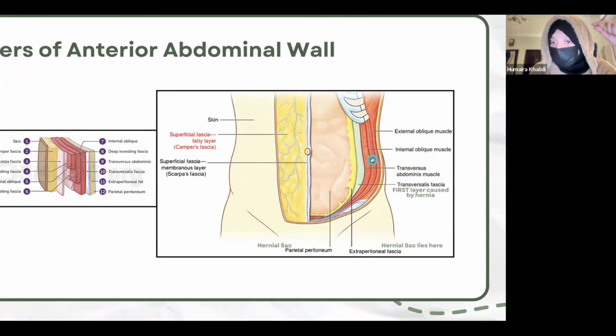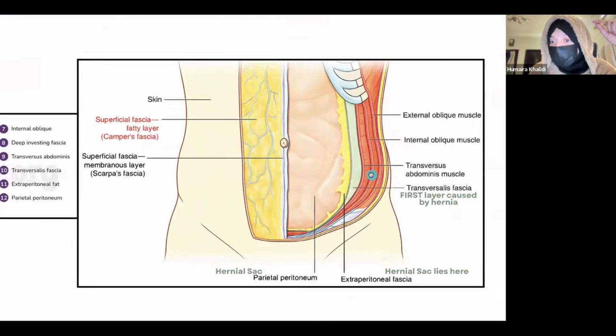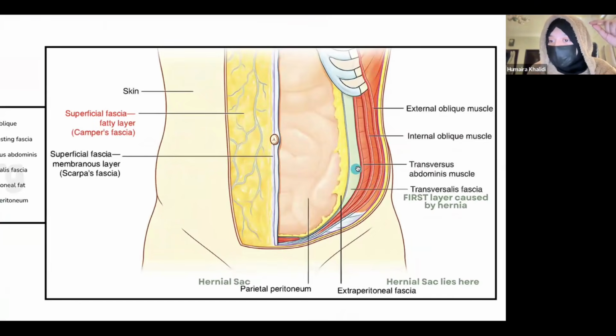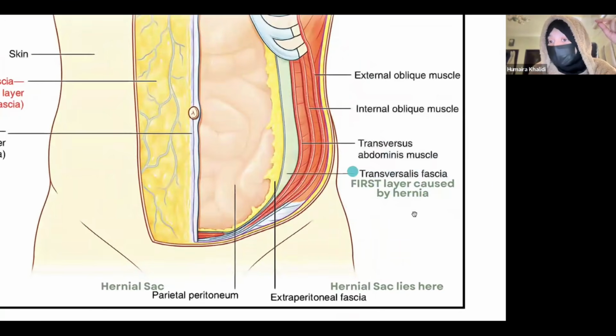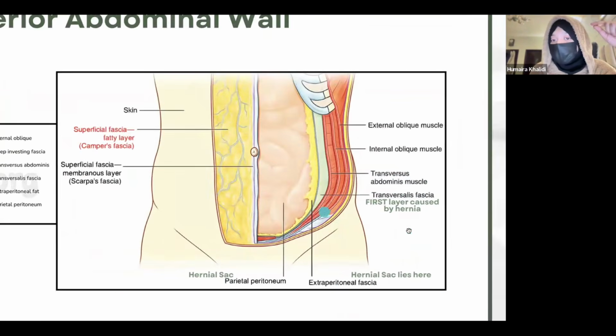Internal oblique is also going to be covered by a fascia, and then you're going to have the transverse abdominis muscle, which is also going to be covered by a fascia. And under the transversus abdominis muscle, you have the transversalis fascia. But the transversalis fascia, this is what I was talking about, is the first layer to be affected by hernia. Basically, it's the first one to enter the hernia.